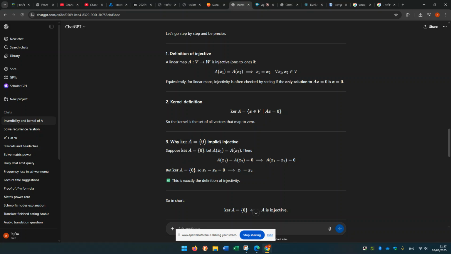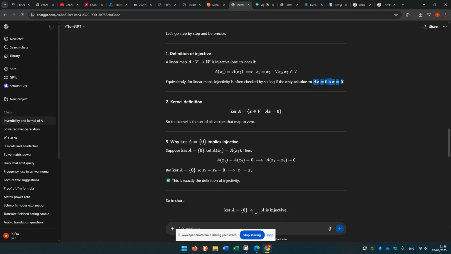So if the kernel is 0, namely the only vector that applying the matrix gives 0 is the 0 vector, this means the kernel is 0. Let's look at the definition of one-to-one, injective. Let Ax1 equal Ax2 for any x1 and x2 in the space. I can move Ax2 to the left, getting Ax1 minus Ax2 equals 0. Now, because it's a linear map, I can say that it equals A(x1 minus x2), and it equals 0.